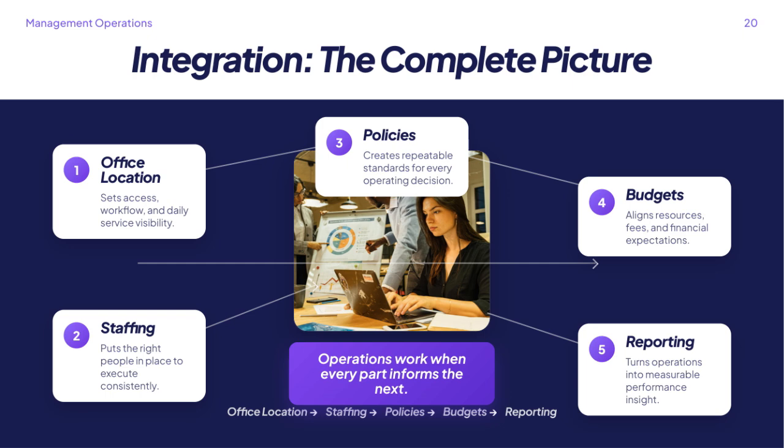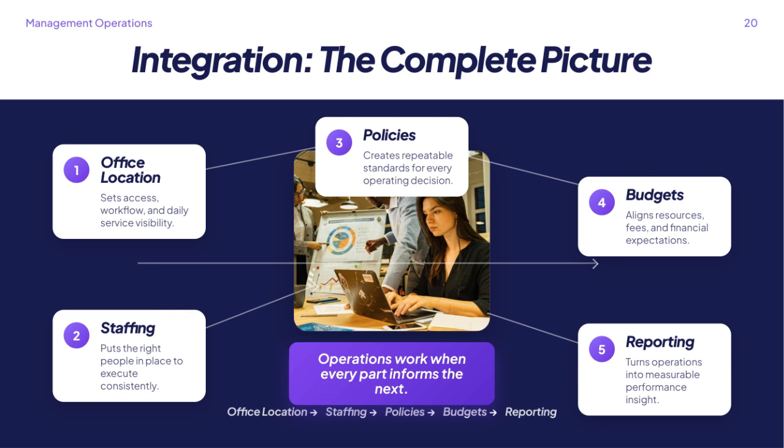Then, policies come into play. These create repeatable standards that guide every operating decision, making sure processes are uniform and reliable. Budgets are just as important. They align resources, fees, and financial expectations to keep the operation sustainable and focused.